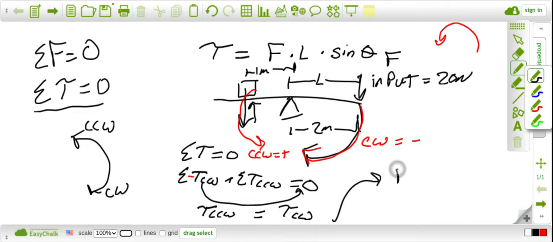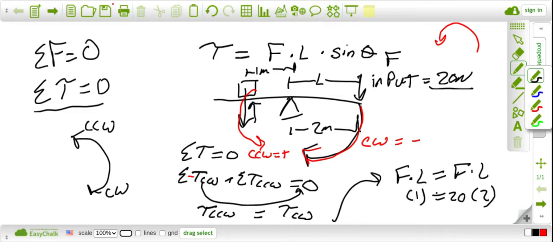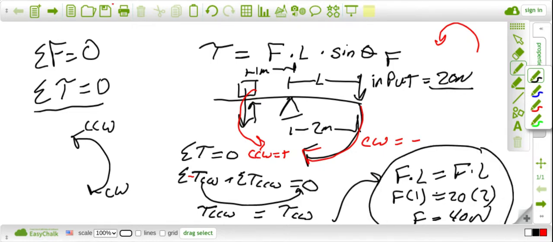i.e., the force times the lever arm of the clockwise has to equal the force times the lever arm of the counterclockwise. The input force is 20 newtons, and that was the clockwise, and it's acting at 2 meters. So we would say 20 times 2. The other side is acting at 1, and so we could raise up a force equal to 40 newtons. So the lever has amplified the force.